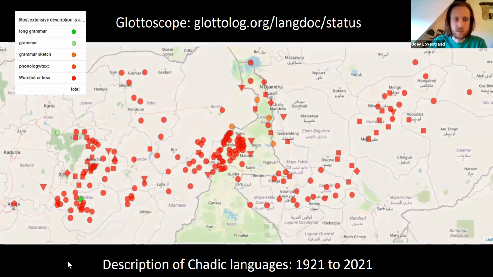So that's starting in 1921. We see slow bits of progress in description of languages of Northern Cameroon and Nigeria, more and more grammars. And then we see, in the last couple of decades, many more grammars of languages being written all across the Chadic languages. So there's been quite a bit of increase in description of Chadic languages in the last 20 years or so.